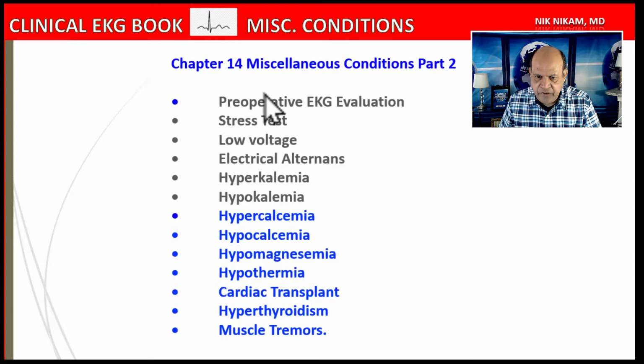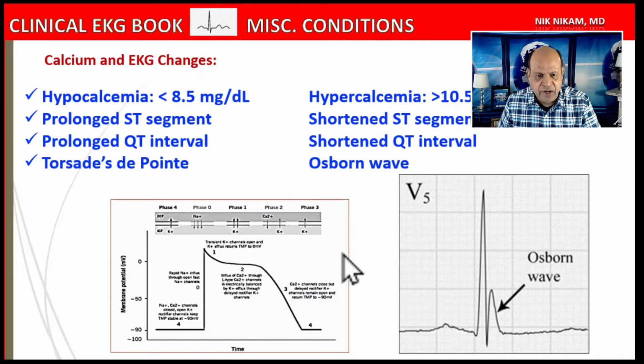Chapter 14 has a number of items. In part 1, we covered stress test, voltage, EKG, and potassium changes. In this presentation, we are going to be talking about hypercalcemia, hypocalcemia, hypomagnesemia, hypothermia, cardiac transplant, hyperthyroidism, muscle tremors, and much more. So let us look at the changes of calcium on the action potential and also electrocardiographic features.